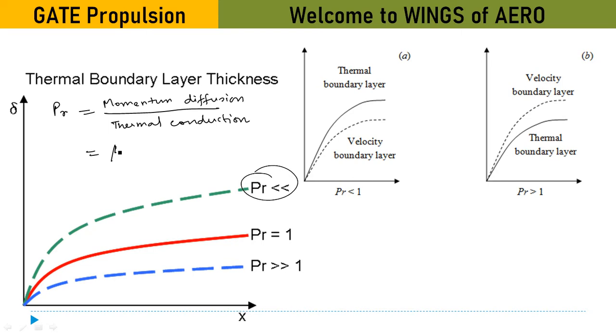And always remember, Prandtl number for air is 0.71. This is a constant value. This is for air, right? Mu Cp by K. So what is mu? All of you know what is mu, right? What is dynamic viscosity? Cp, can you tell me what is Cp?